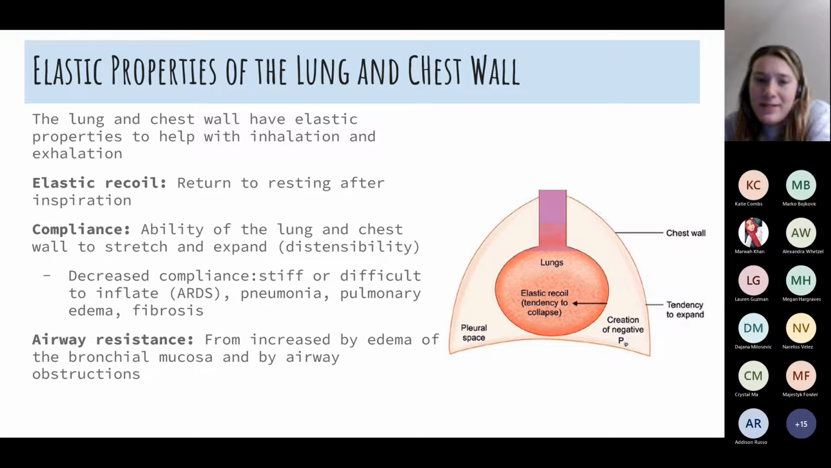And finally, we have airway resistance. Whenever your patient is charted as having airway resistance, just think that there's some sort of buildup or swelling, obstruction, etc. This is going to make it a lot harder on the patient to breathe adequately.